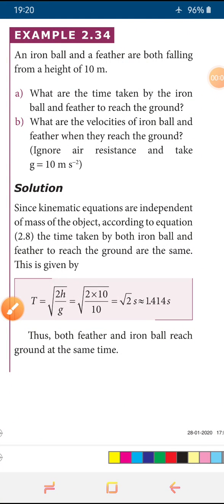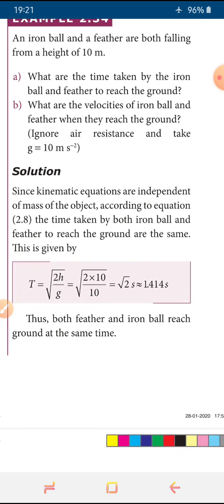Good morning, children. This is unit number 2. In this we are discussing kinematics. Now we are starting the examples, beginning with example 2.34.